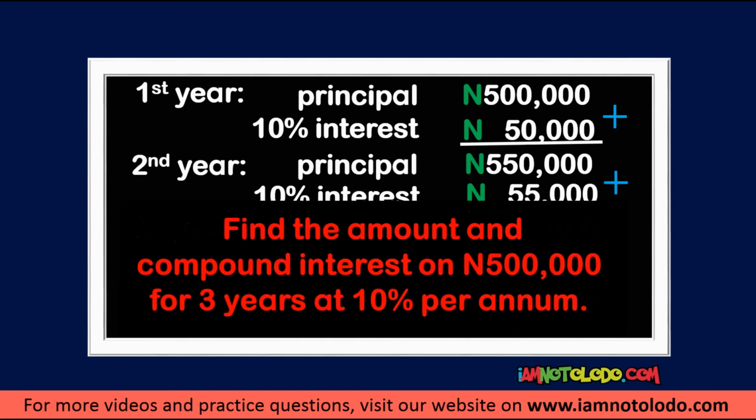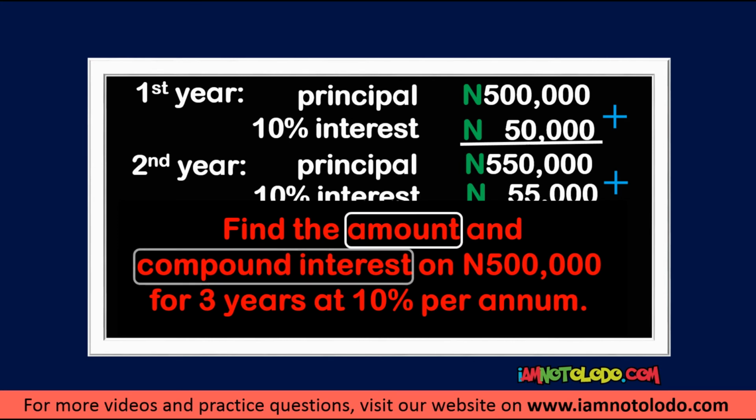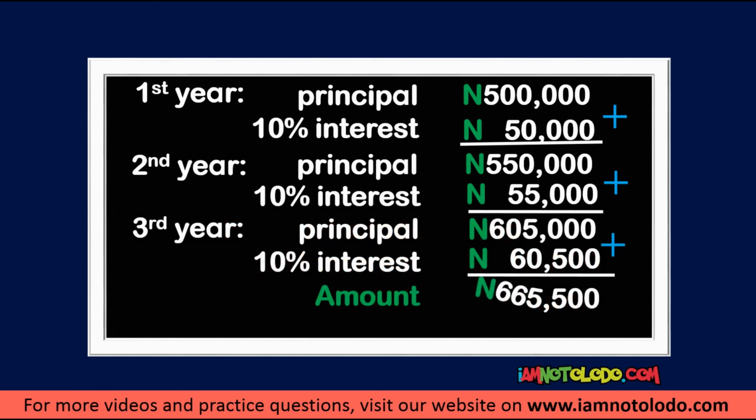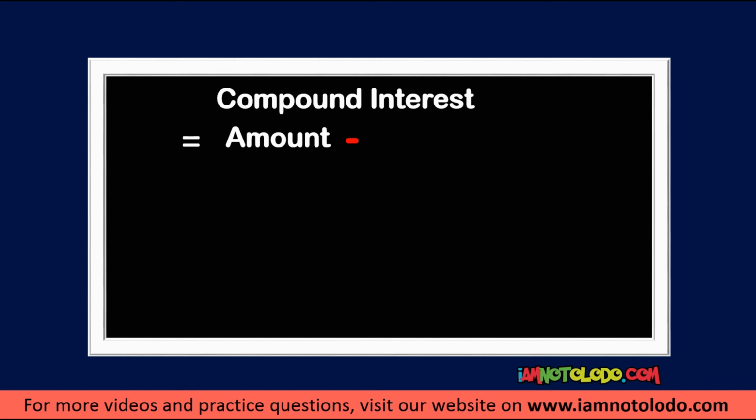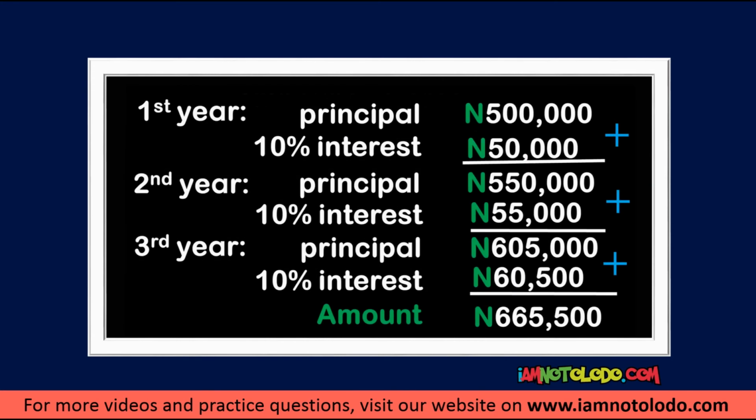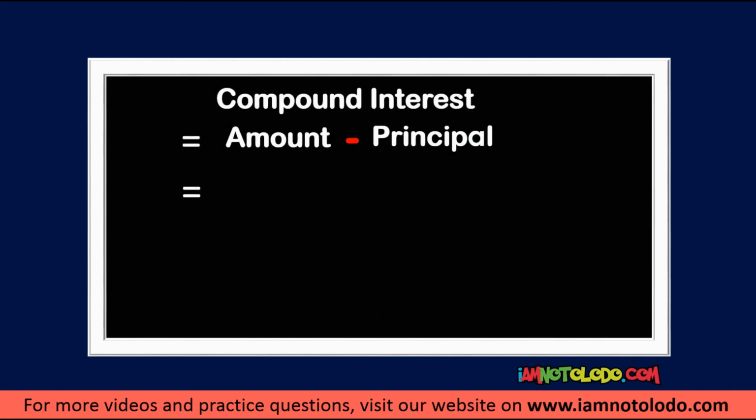Remember, the question says we should calculate what? The amount and the compound interest. So this is the amount. Okay? Good. Now, to calculate our compound interest, what is the formula for compound interest? Compound interest equals amount minus principal. Okay? Good. So what is our amount? This is our amount, right? Good.